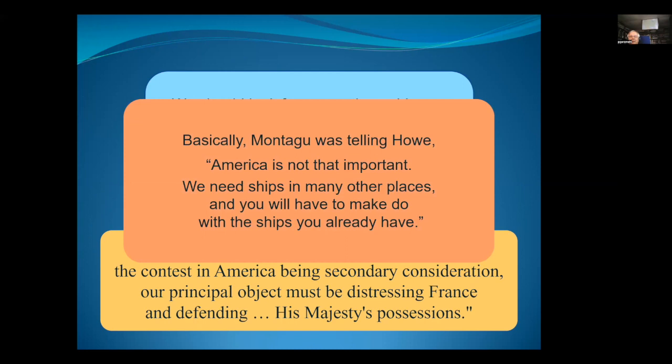Basically, Montague was telling Howe, America is just not that important. We need the ships in about a dozen other places around the world. You're going to have to make do with what you have. Too bad that you got beat by the French. Too bad that Cornwallis couldn't get rescued. Too bad that we lost the Revolutionary War.